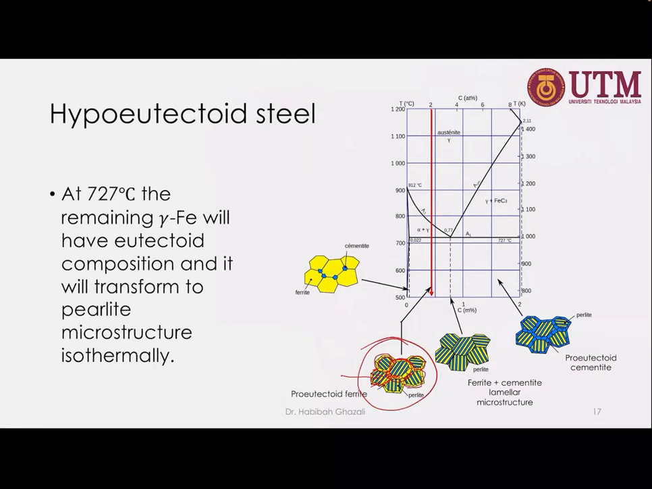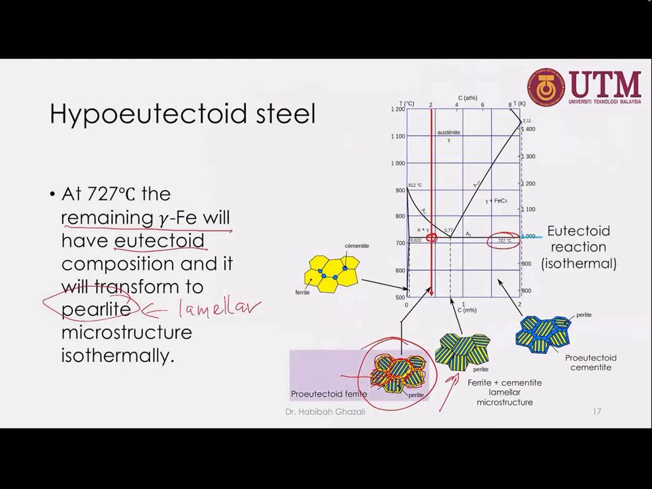So this statement: the remaining austenite will have eutectoid composition. What is eutectoid composition? It is a decomposition into pearlite. And the pearlite structure is a lamellar structure. It occurs at an isothermal reaction because it is passing through this temperature, 727 degrees Celsius. So we call it hypoeutectoid steel.